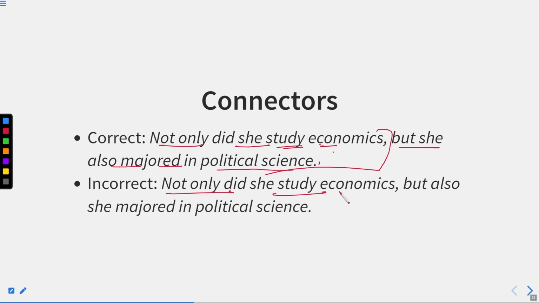Incorrect: "Not only did she study economics, but also she majored in political science." This is incorrect. Okay, why sir? Because here we have written, not only did she study economics, but also she majored. No, "but also majored." Now we need not write this "she" afterwards.